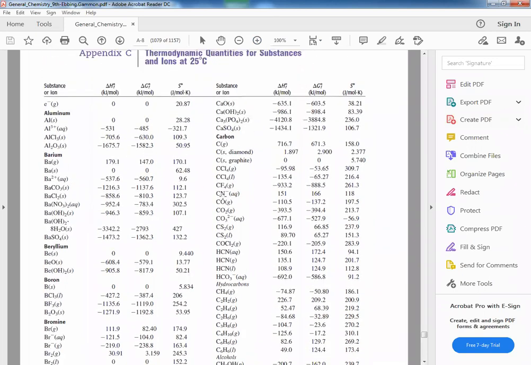And again, we're only concerned with this column right here. But these other columns you will study in Gen Chem 2. So we will be using this today to look up some numbers from here. And you will be using them, of course, when you do problems from the homework. So let's get back.